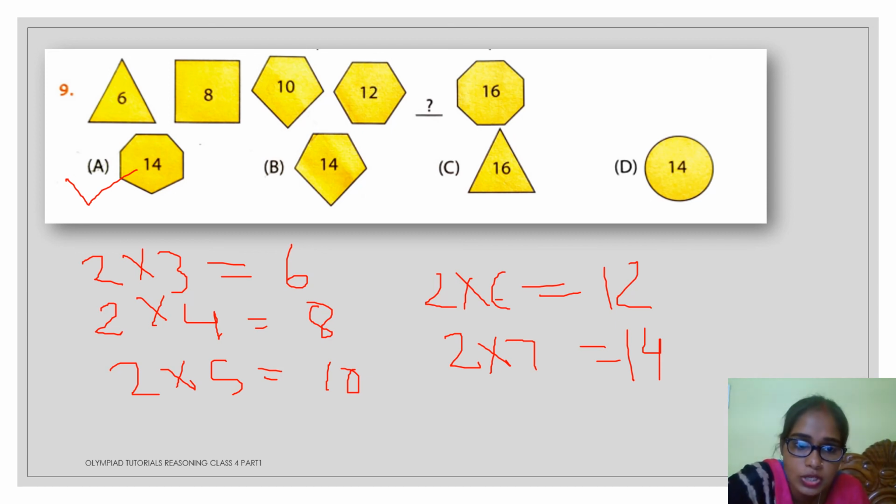So in this question you have the pattern of the shape and also the number series. Okay. So you have to observe quite precisely while solving this kind of example.